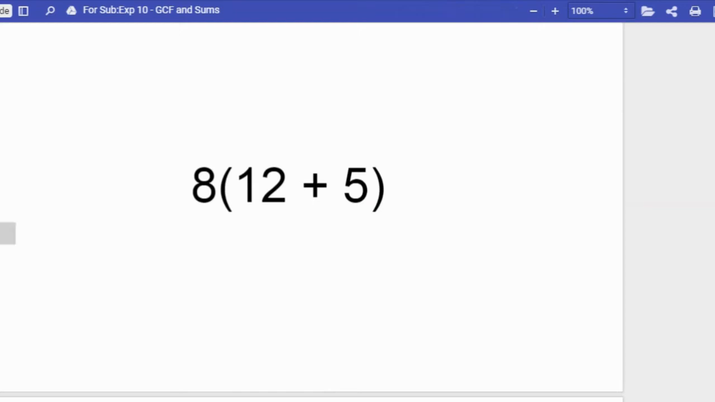Okay, so we're going to see something that looks like this, and they're going to ask us to use the distributive property. So when we distribute, again, we're taking what's out front right here. And remember, a number out front of parentheses means to multiply. So we're actually going to distribute that 8 to everything in the parentheses. So we're going to distribute the 8 to the 12 and the 8 to the 5.